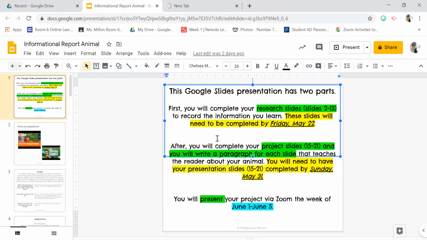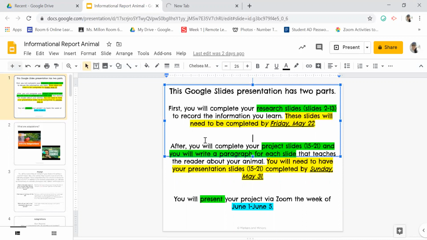After you finish your research, you will complete your project slides, which are slides 15 to 21. And you will write a paragraph for each slide that teaches the reader about your animal, okay? So you will need to have your presentation slides completed by Sunday, May 31st.